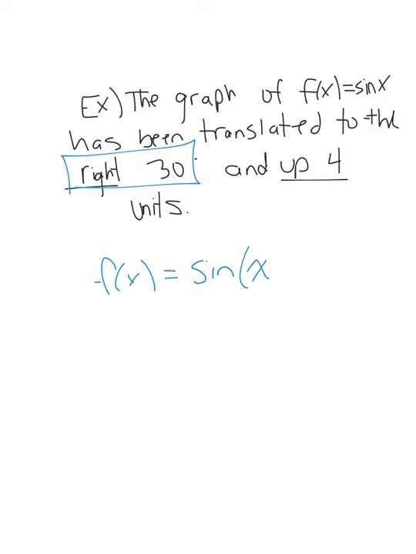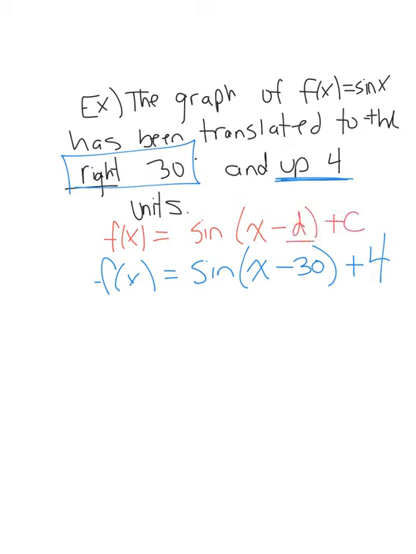If something is going right 30, it means we need a negative 30. If it said left 30, it would be a plus 30. Now something is going up 4 units, so I need a plus 4. Now for those of you that like to keep good notes with all of your variables, this is going to look like sine of x minus d plus c. D is our horizontal translation, and c is our vertical translation.